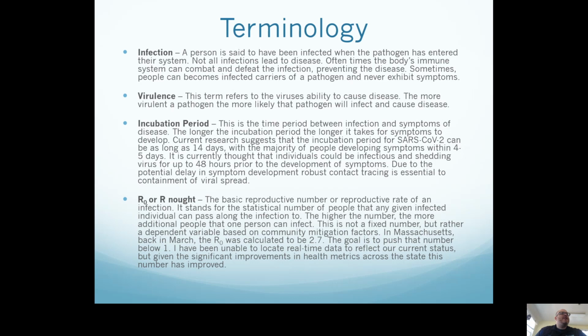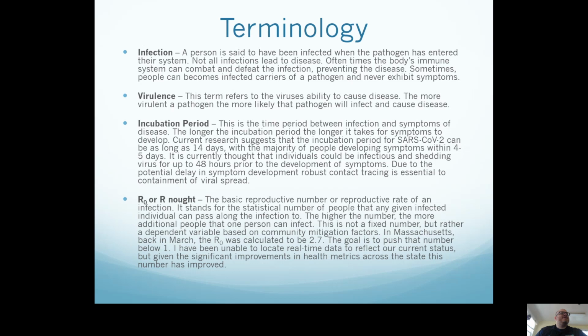Back at the beginning of March, the R0 in Massachusetts for the virus was calculated to be 2.7. What that means is that for every infected individual, they could potentially infect slightly under 3 other people. And then those 3 other people could also potentially infect slightly under 3 other people. The goal through all of the social distancing and mandated mask requirements has been to push that number below 1.